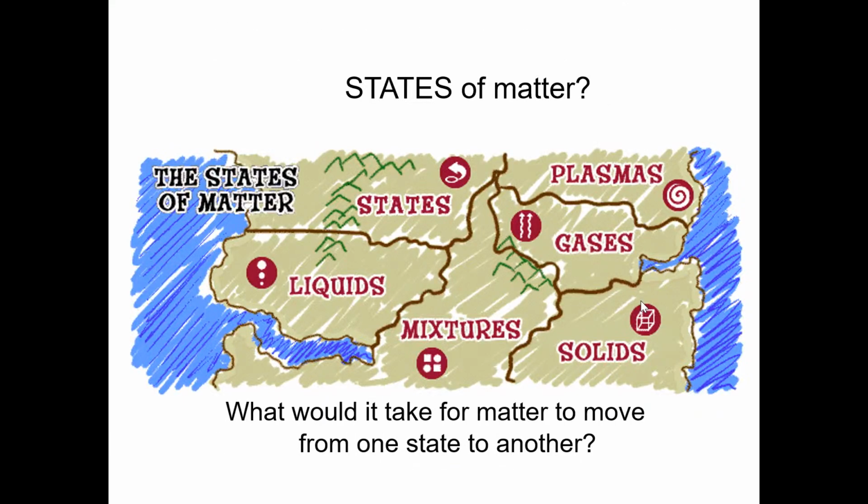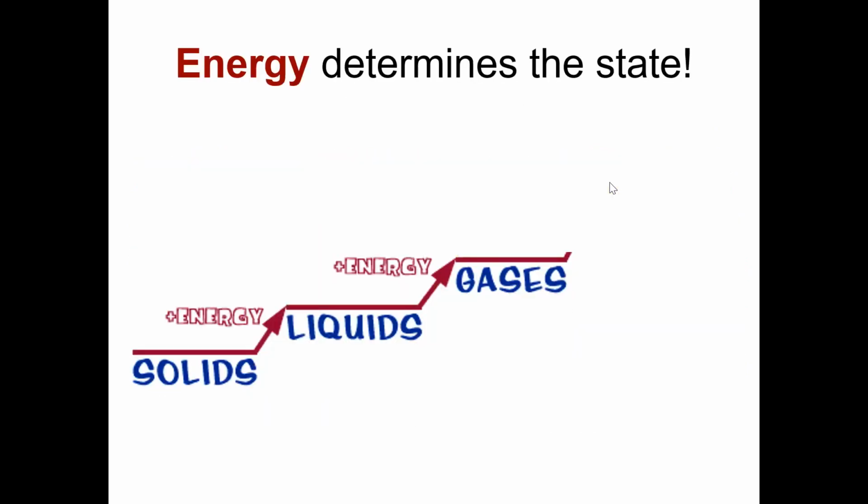Okay, so let's talk about the different states of matter. There's plasma up there, different types of states of matter. What would it take to go from one state to another? Here's what happens. You have to add or remove energy. The amount of energy that's in the molecules determines what state it's in.